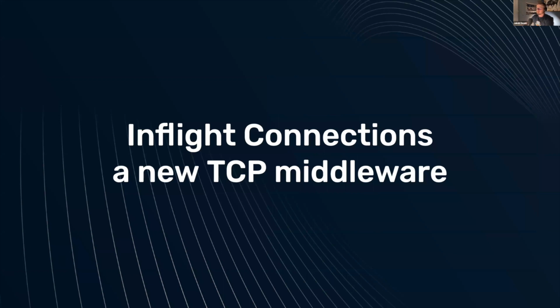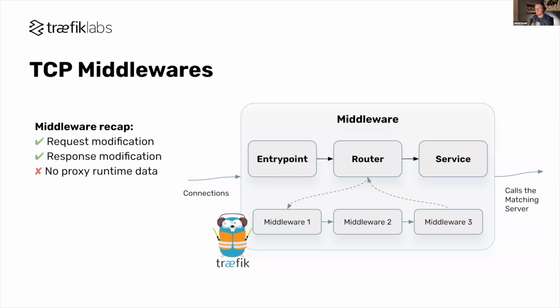Another feature that we added to 2.6 is the in-flight connection middleware. But before going further and explaining what this middleware is doing, let me briefly introduce what middlewares are in the Traefik context. Traefik has a feature called middleware, and we have dozens of middlewares for HTTP. It can tweak your request, it can modify the response, and it's applied on the router level, as described in the diagram.